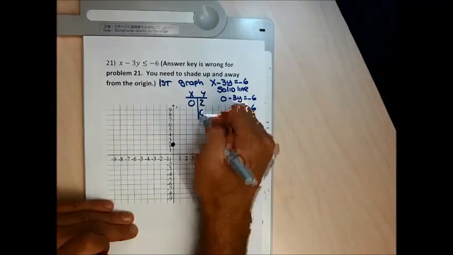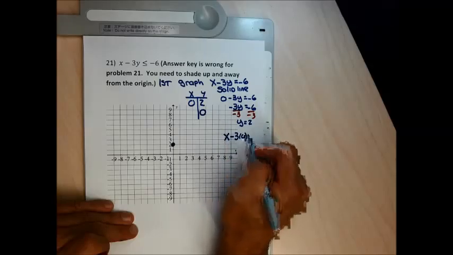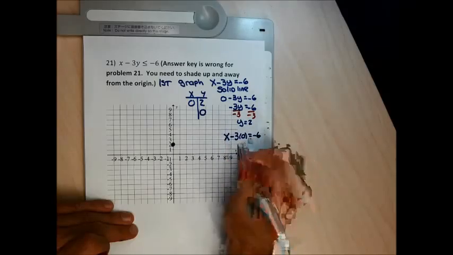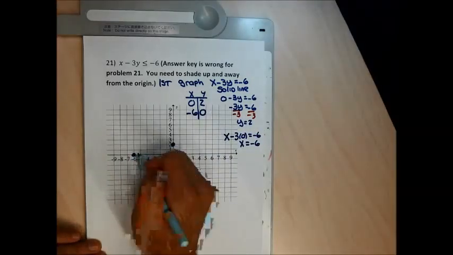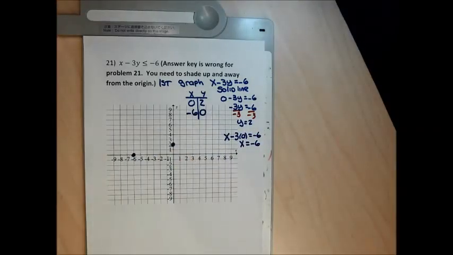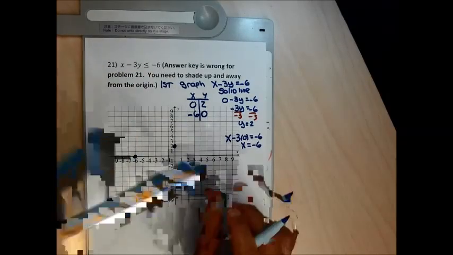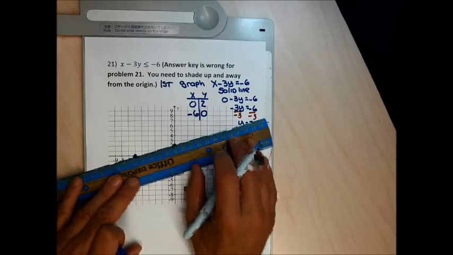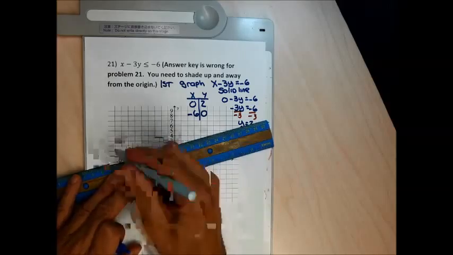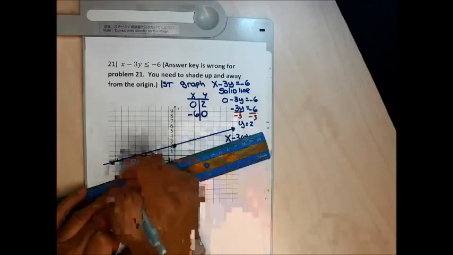Now I'm going to plug a 0 in for y and get x minus 3 times 0 equals negative 6. And this is really nice. This just gives me x equals to negative 6. That's going to be the point negative 6, 0. So I'm going to go to the x-axis and put the point negative 6, 0 in. And I'm going to graph these with a solid line because of the or equal to. So I'm going to connect these 2 points, kind of the best I can. Certainly doesn't have to be perfect, but this is reasonable. Solid line because of the or equal to.